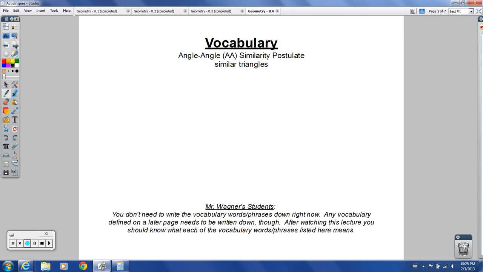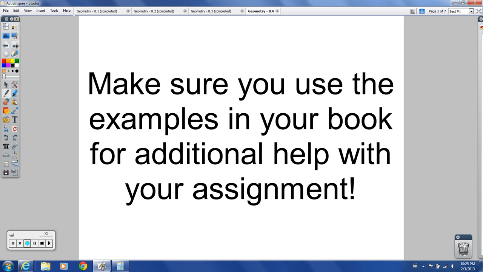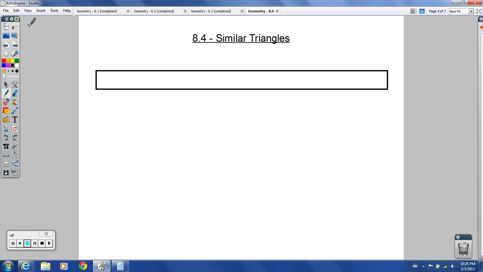Today we're learning about similar triangles and also about the angle-angle similarity postulate, among other things as well. So make sure you're using those extra examples in your book, and let's get right into it. We're going to start off with the angle-angle, sometimes called the AA similarity postulate.